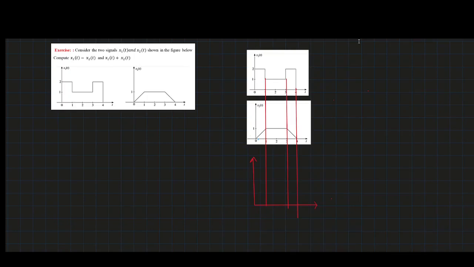Hi guys, so they want us to basically subtract the signals and also add them up. So we're going to start with the subtraction part of it.